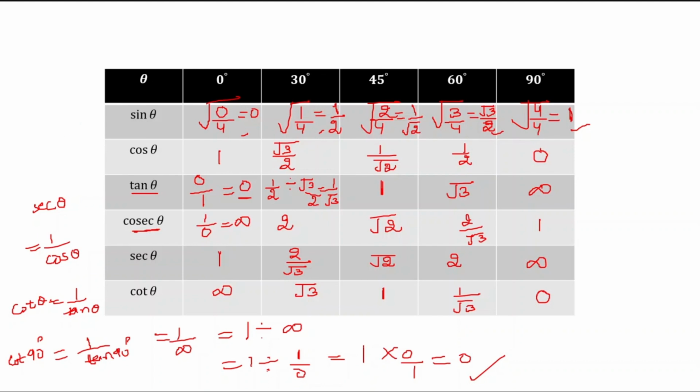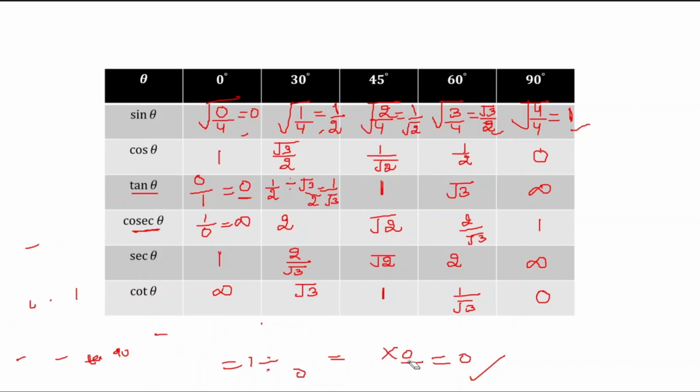That is all. I hope it's clear to you. With practice, these values will get fed in your head directly. You need not put in so much effort. Just try to make this table twice, thrice on your own. So let's move forward. If there is anything you're not getting, you can ask in the comment box.